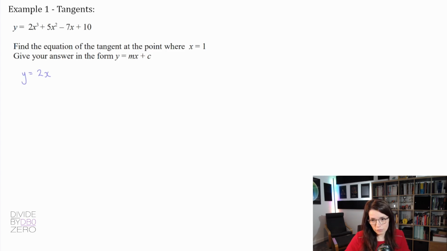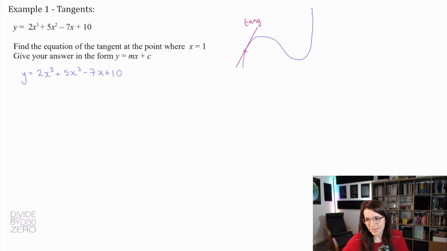I'm just going to start by rewriting the equation, and then think about what that looks like roughly. It's some sort of positive cubic graph, so something like this. Now they want the equation of the tangent, and a tangent at any point on the curve is just a straight line that has the same gradient as the curve at that point. It touches the curve once, it might look something like that at that point. If I was to draw a tangent at a different point, maybe here, then it would look different, maybe something like that.